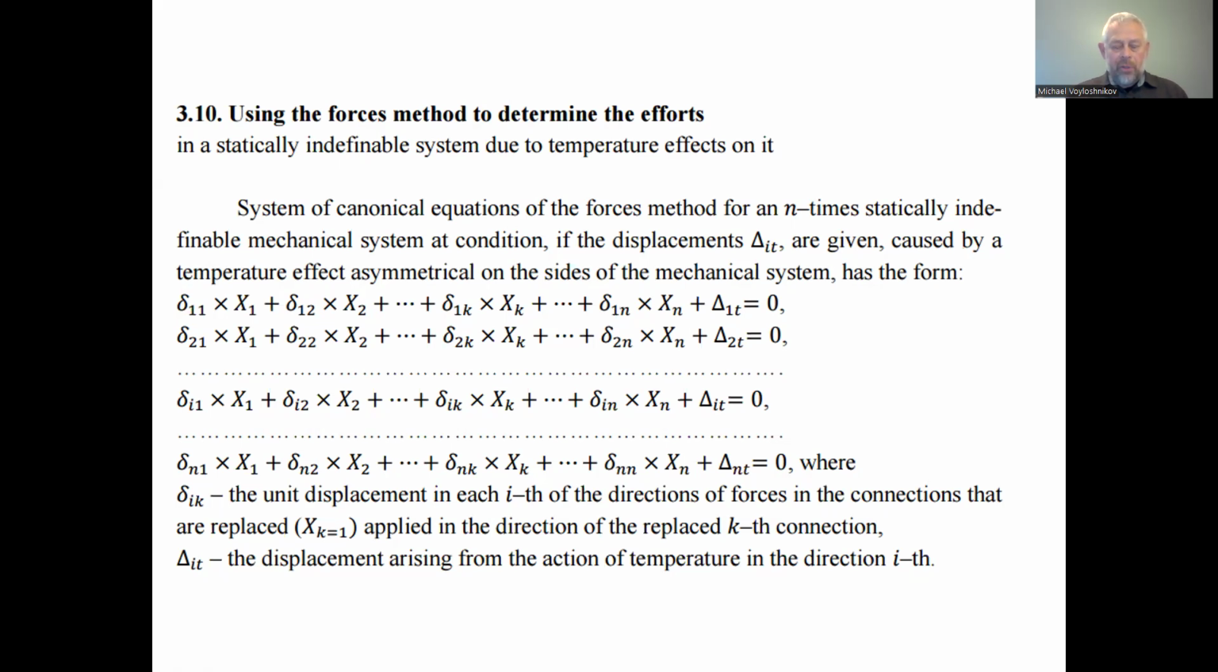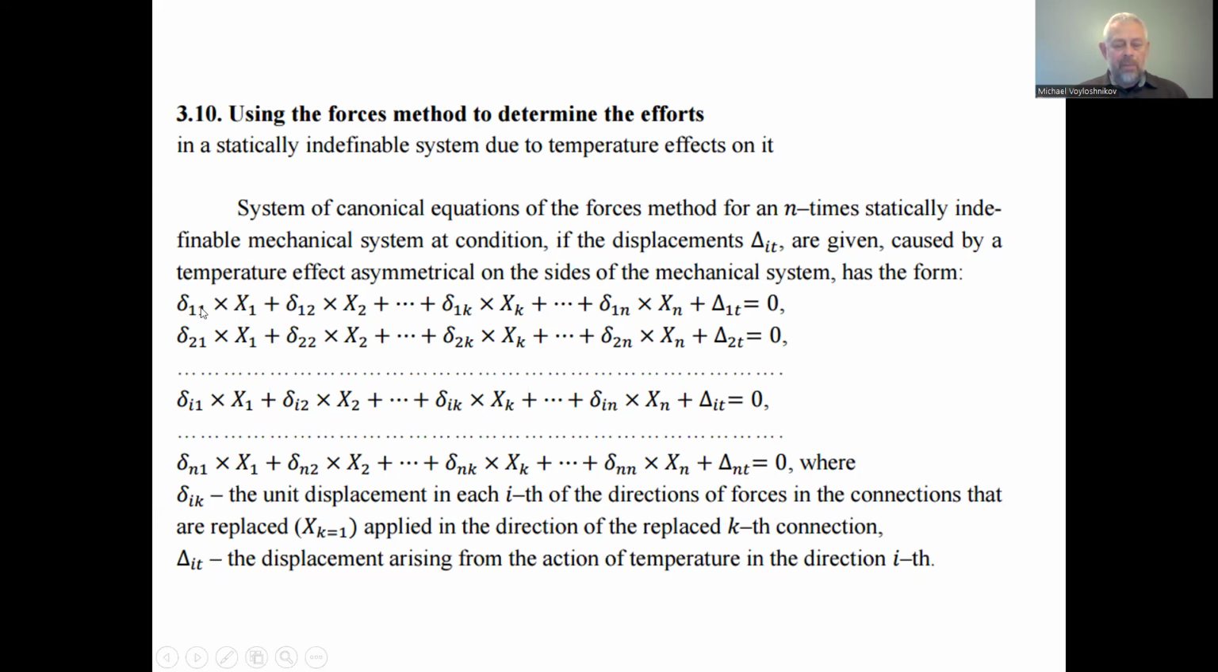The physical sense of each canonical equation is, for example, the first one. This is the displacement in the first direction of the cutoff link when doing the main system of the assigned statically indeterminate system. The main system is statically determinate, and to find the reactions instead of the cutoff links of the statically indeterminate system, we use the canonical equations.